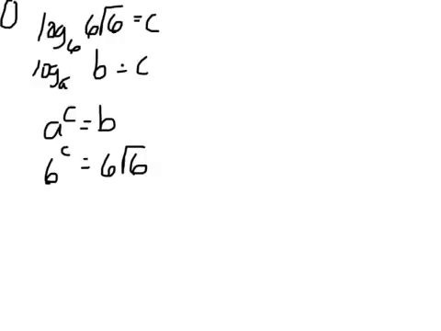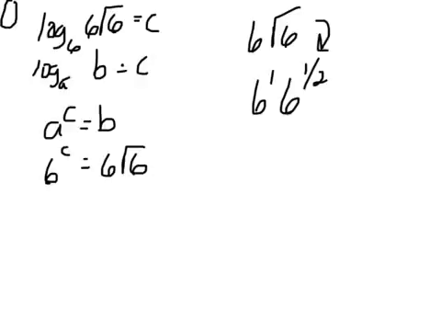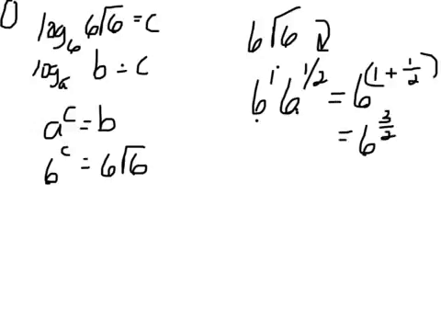Now, logs are exponents. And if you remember, your square roots can be written as exponents. So let me rewrite this. Let me come over here and do a little figuring. 6 is 6 to the first power. And the square root of 6 is 6 to the 1/2 power, right? When I multiply with the same base and I have exponents, I could add those exponents. So that would be 6 to the 1 plus 1/2 power. We would write that as 6 to the 3/2 power, because 1 1/2 is 3/2.